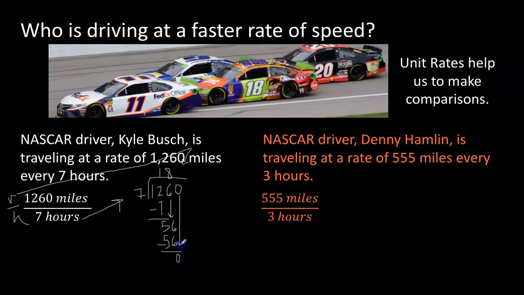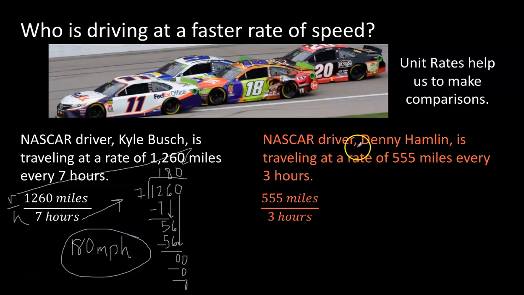I cannot ask the question again till I bring another number down. Now I can ask, how many times does 7 go into 0? 0 times. 0 times 7 is 0. We subtract and get a remainder of 0, and there's nothing left over here. So we converted this rate to a unit rate. So Kyle Busch is driving at a speed of 180 miles per hour.